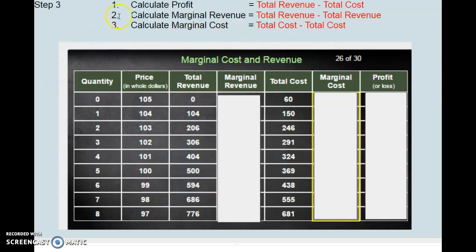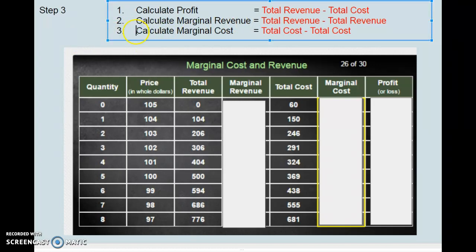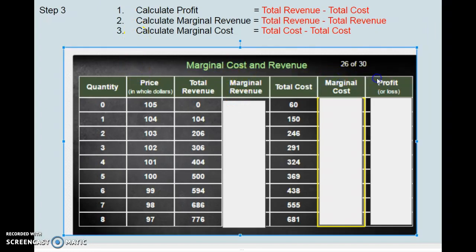So let's talk about the profit. The profit is how much money your business is going to make. And you're going to have to calculate it for number 1. You're also going to have to calculate out the marginal revenue for number 2, and then the marginal cost for number 3. So these are 3 totals you're going to have, and they match with the chart down here. If you take a look, marginal revenue is the 4th column, marginal cost is the 6th, and then profit is the 7th column. Let's do profit first because we all want to make money.